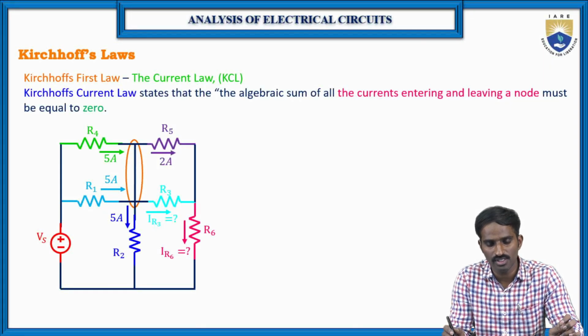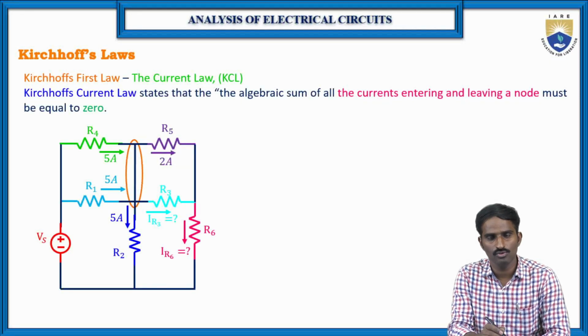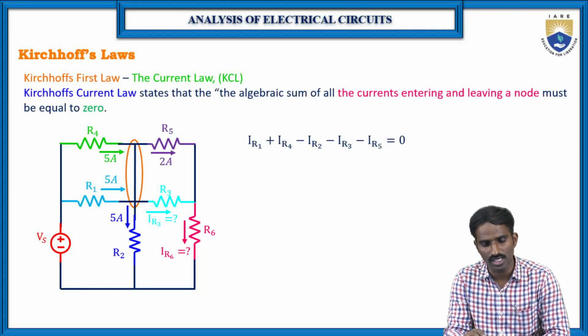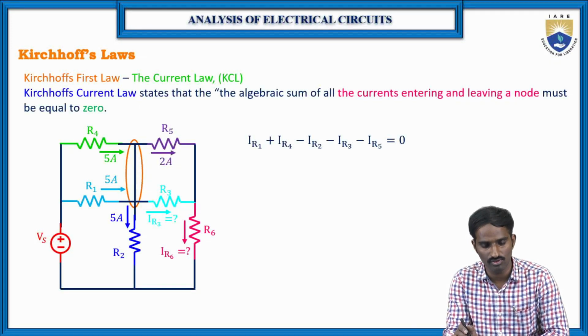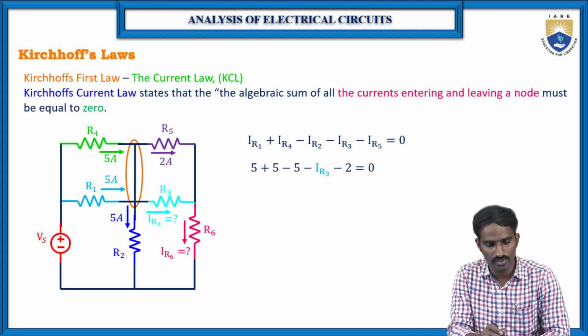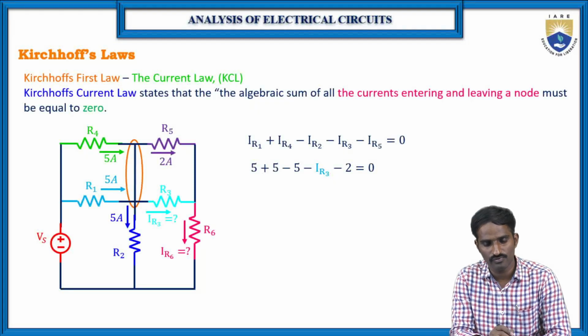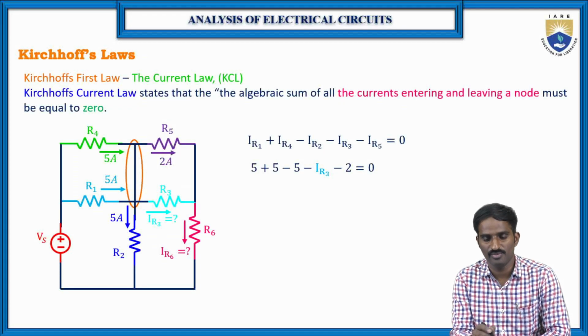What is the current flowing through the resistor R6? Just apply Kirchhoff's current law at this particular node. Already we have applied it, so the equation is IR1 plus IR4 minus IR2 minus IR3 minus IR5 equals 0. Substitute IR1 equals 5 amperes, IR4 equals 5 amperes, IR5 equals 2 amperes, and IR2 equals 5 amperes. Then you will get IR3, so IR3 is equal to 3 amperes.